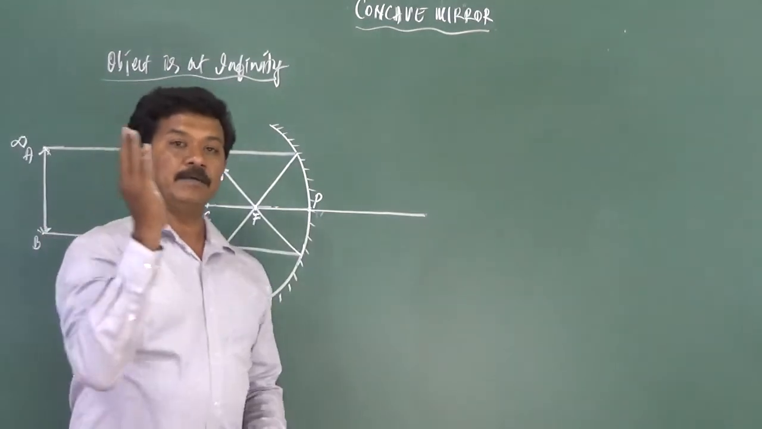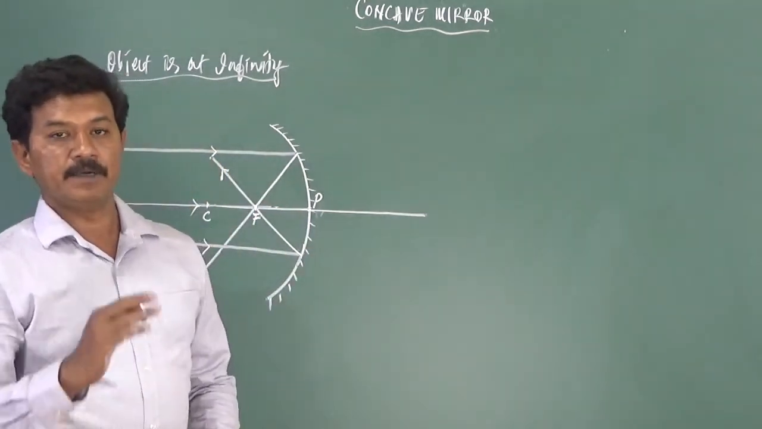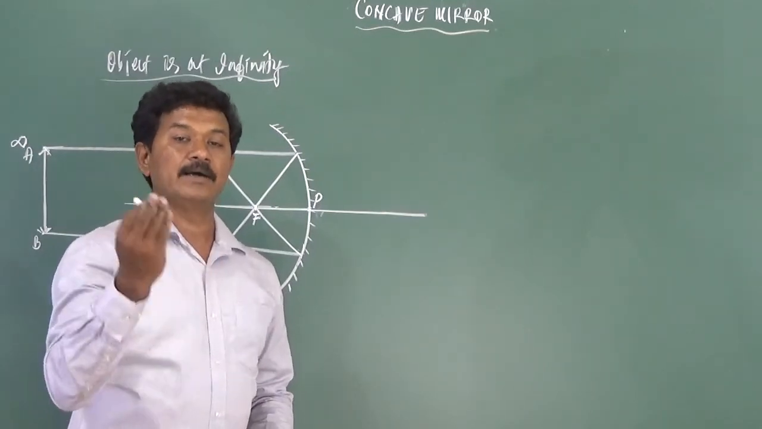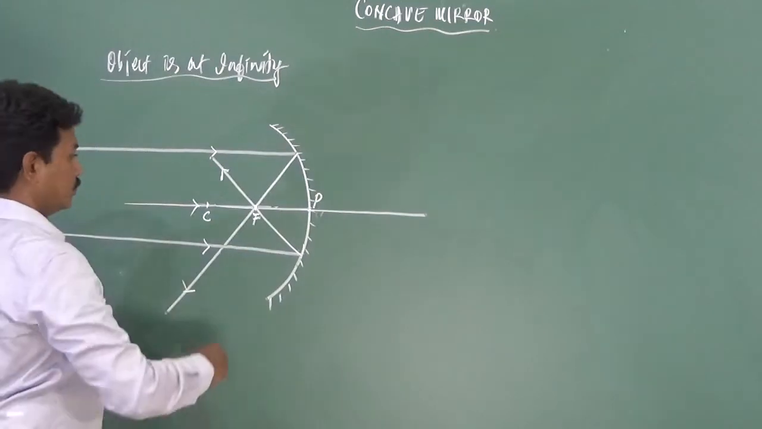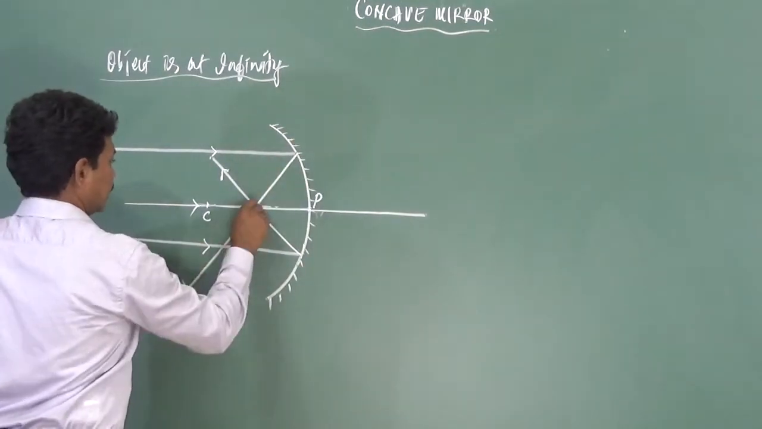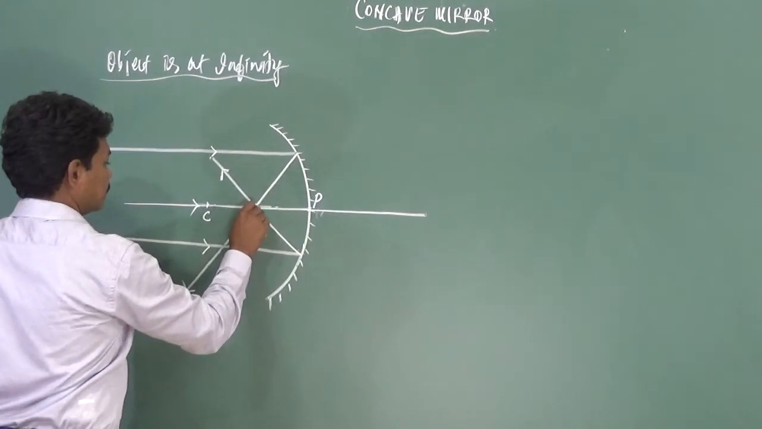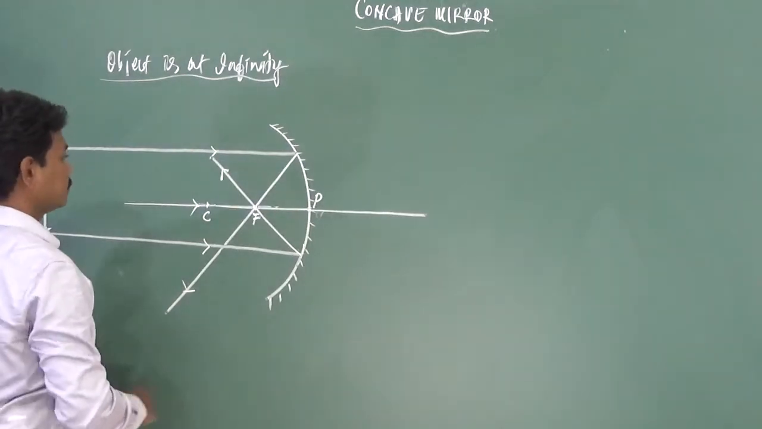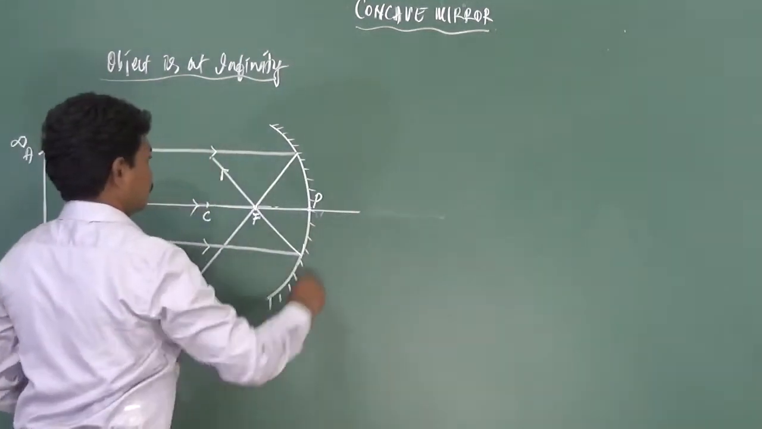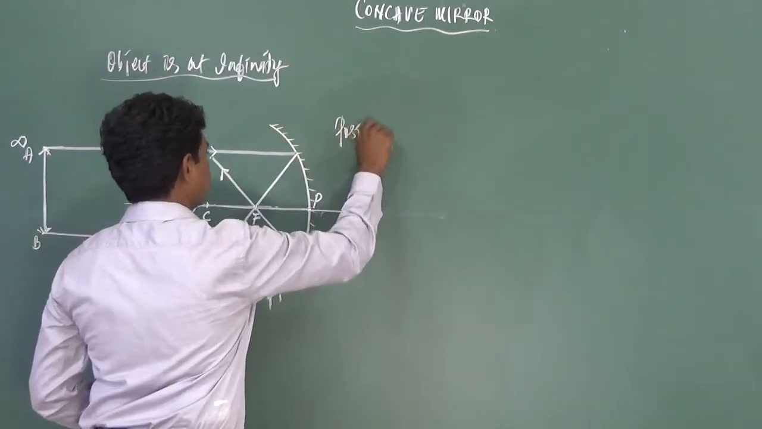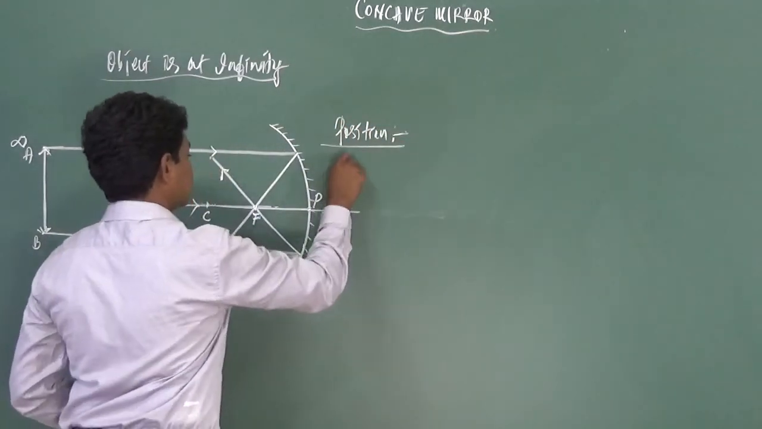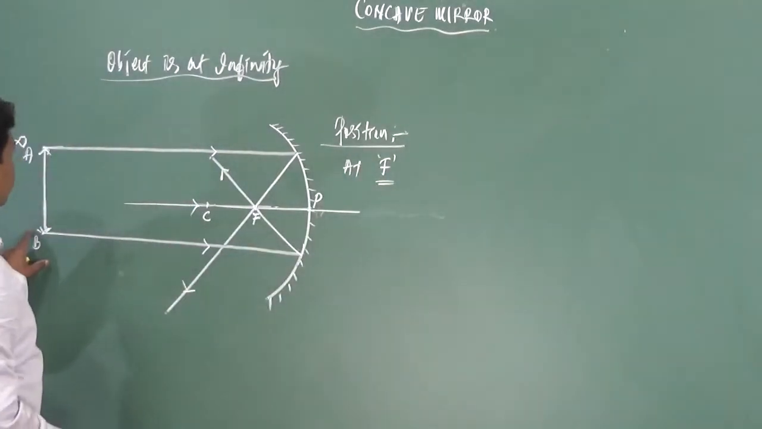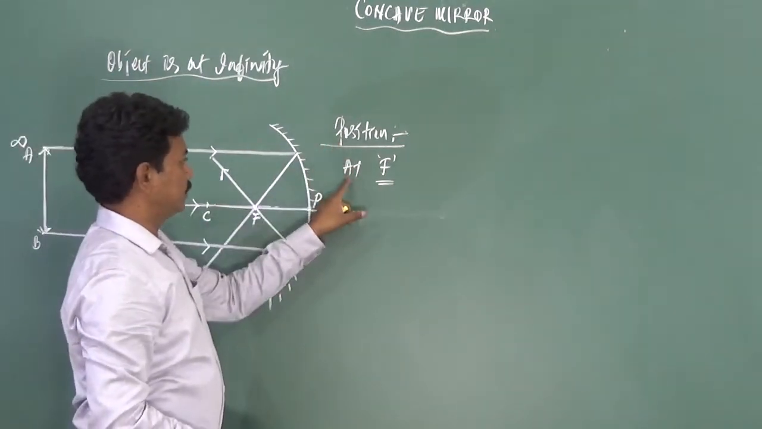So, where is the image formed? This is the question now. The image is formed at the point where the two reflected light rays meet each other. Here, the two reflected light rays are meeting each other at the principal focus. Therefore, the image is formed at the principal focus itself. Now we'll go with the position. What is the position of the image? The position of the image is at F. The object is at infinity. Therefore, the image formed is at F.